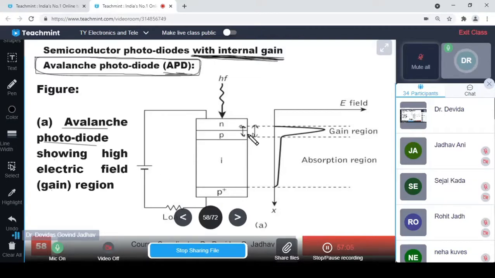Similarly, there is an intrinsic region, a very wide intrinsic region, that also takes voltage across it. Okay, so the load takes some voltage, the depletion region across the junction takes some voltage, and the intrinsic region also takes some voltage of the biasing voltage.